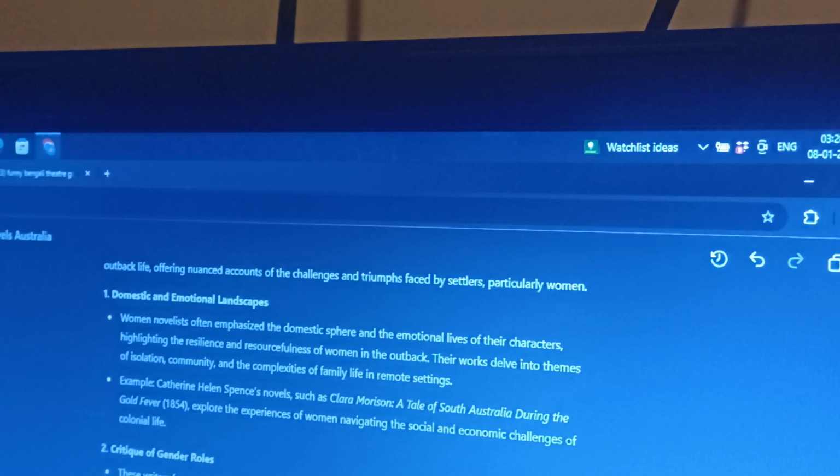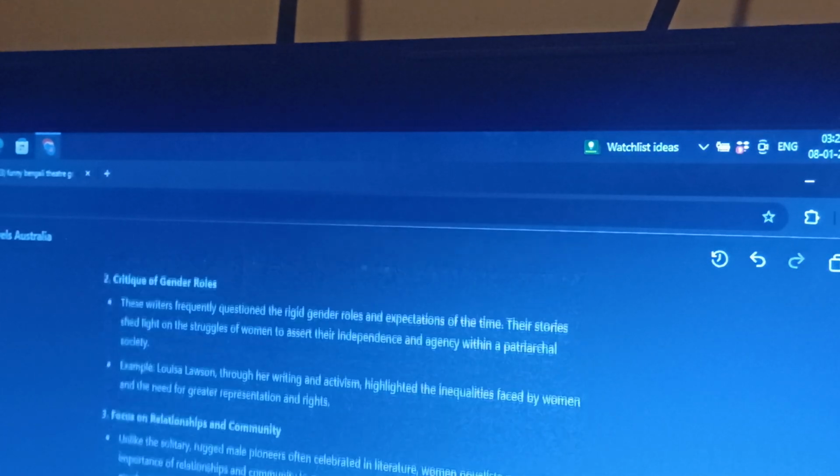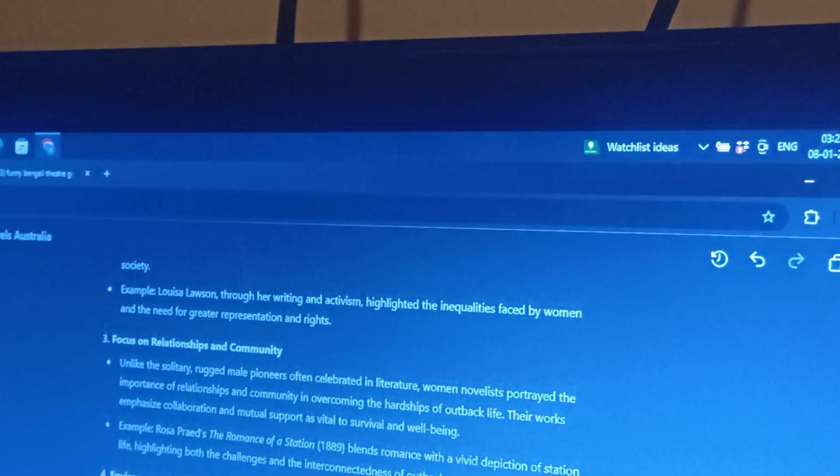Second, critique of gender roles. These writers frequently question the rigid gender roles and expectations of the time. Their stories shed light on the struggles of women to assert their independence and agency within a particular society. Example: Louisa Lawson, through her writing and activism, highlighted the inequalities faced by women and the need for greater representation and rights.